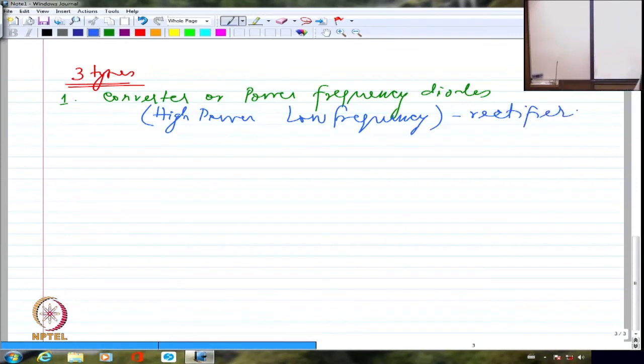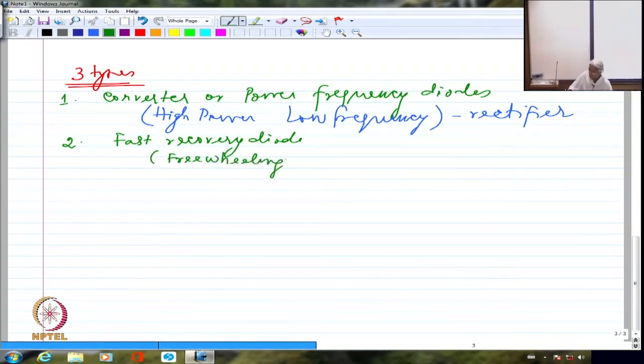The second type of diode we normally see in the market is the fast recovery diode. Fast recovery diode, as the name indicates, has to recover from the conducting condition to the non-conducting condition as quickly as it can. And these are used generally in two types of applications. One is freewheeling. I will explain both these right now. And the other one is feedback diode.